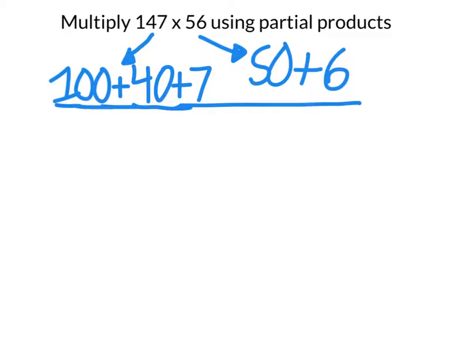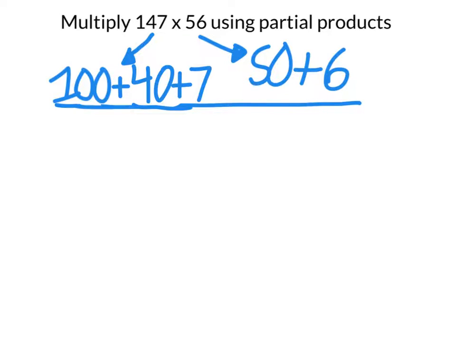Now in our second example, we have 147 times 56. So like we did in the previous example, we're going to want to break up the 147 and the 56 into its different place values. So 147 is broken up into 100 plus 40 plus 7, and then 56 is broken up into 50 plus 6.